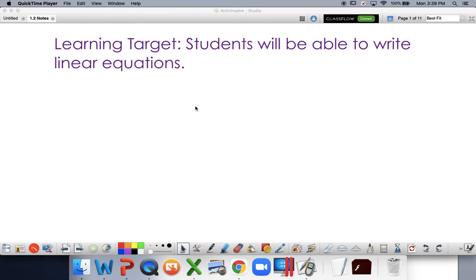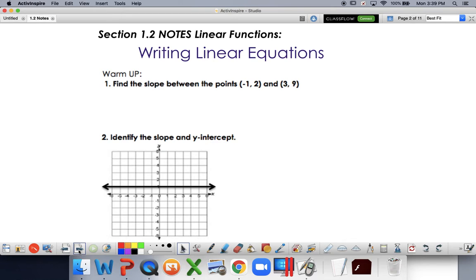Today we are doing 1.2 of Algebra 2, where our learning target is students will be able to write linear equations. I encourage you to pause the video and go ahead and try the two warm-up questions on your own.